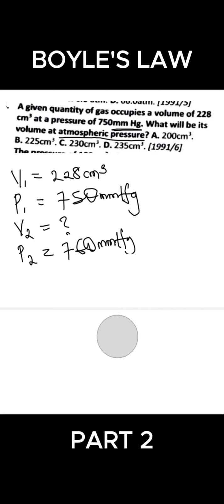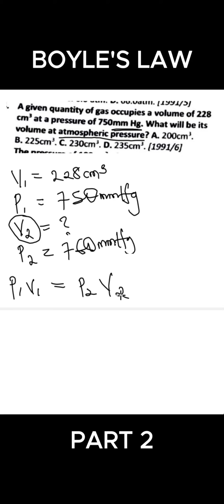So now what do we do? Now we've stated out all the parameters. Then you write your formula: P1 V1 is equal to P2 V2. So what are we looking for here? The volume, V2.